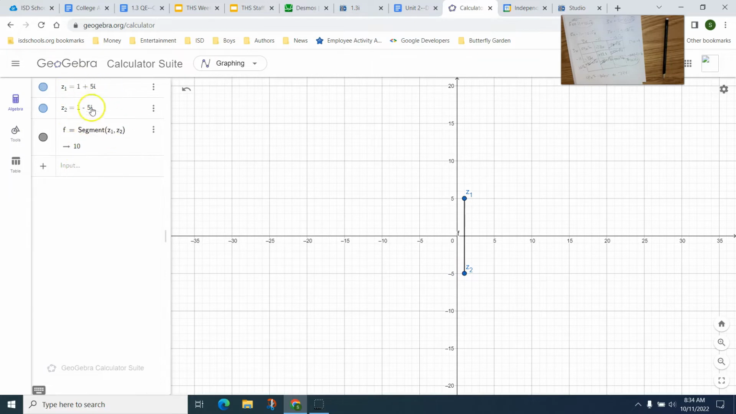So when you get that conjugate problem, just add them up. You don't even have to graph it. 5 plus 5 is 10. I'd rather you know that.